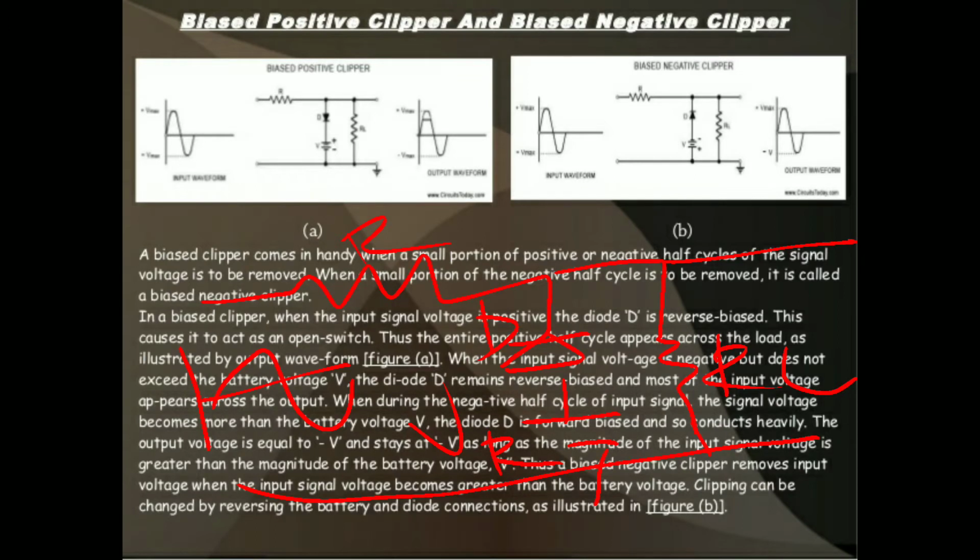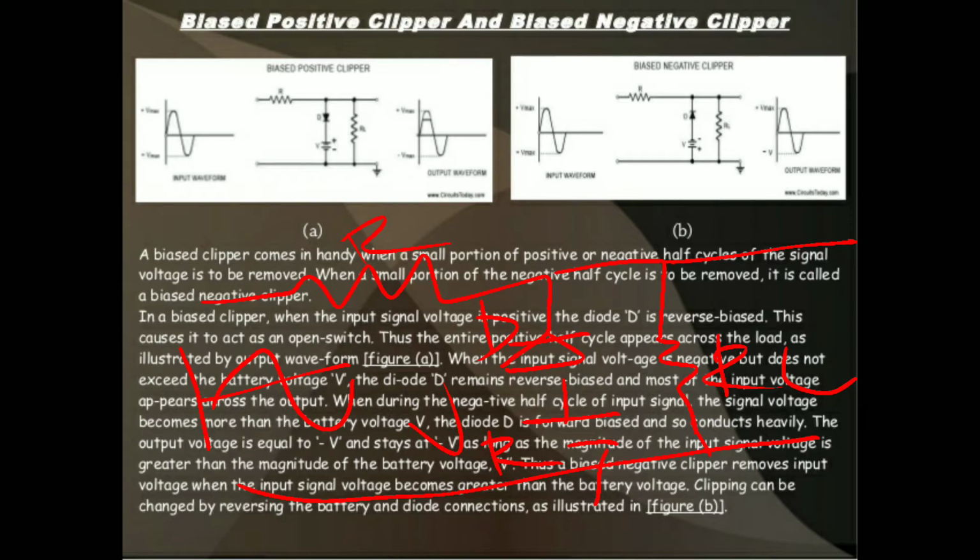Let us come to the operation of the negative biased clipper. Clipper means a circuit which is used to reduce the unwanted noise, or the unwanted signal, with respect to the DC level, but we are applying the input to a linear network.